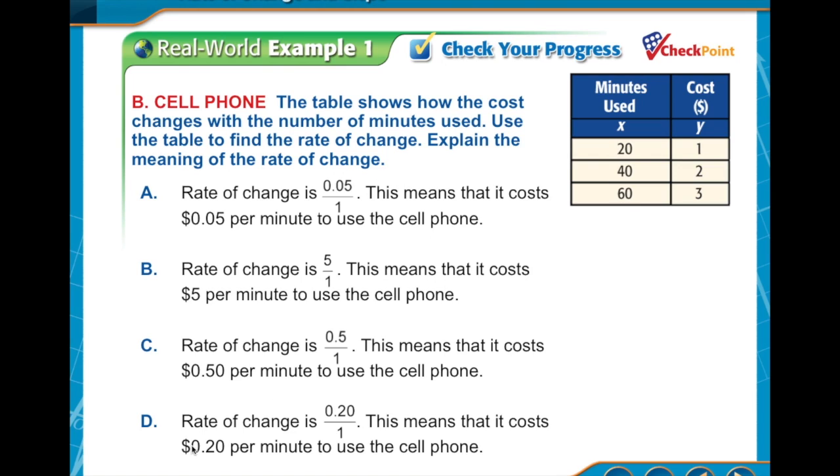So what is changing? How is y changing every time? Well, from 1 to 2, we get an increase of 1. From 2 to 3, it's still an increase of 1.